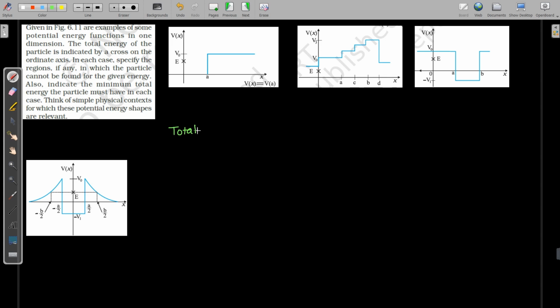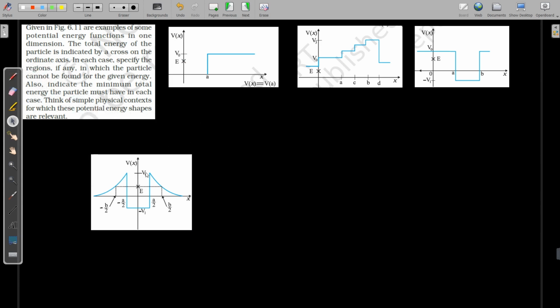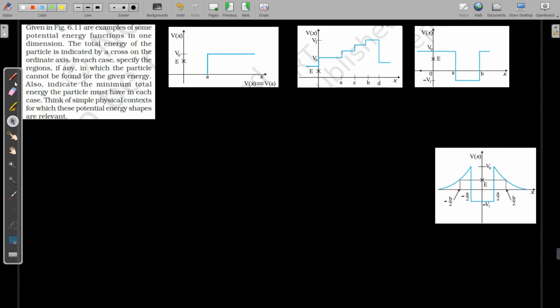What is the concept of total energy? Let me write over here. Total energy is what? Potential energy plus kinetic energy. Potential energy plus kinetic energy, that is total energy. So in any situation, the sum of potential energy and kinetic energy always remains constant.